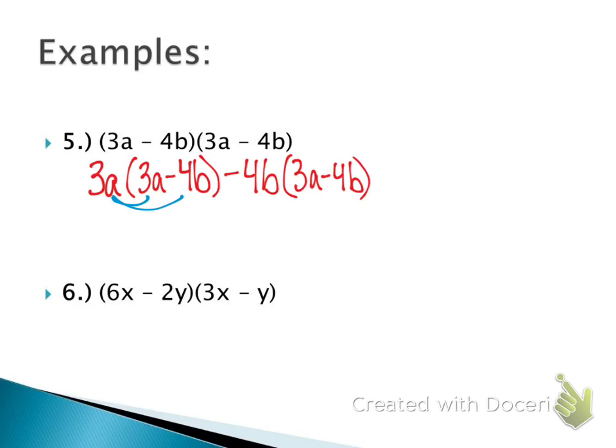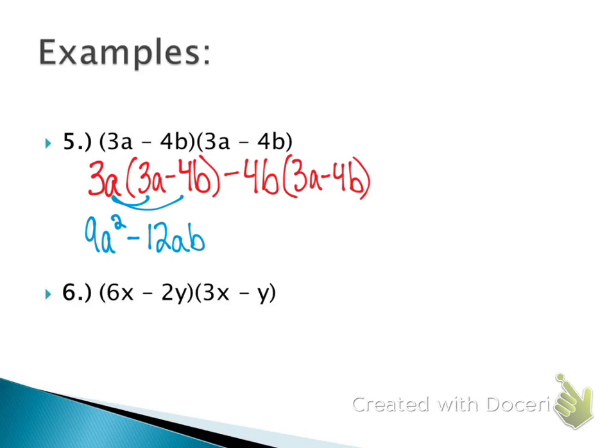3a times 3a. So let's be careful. 3 times 3 is 9. A times a is a squared. So we have 9a squared. Okay, then we have to take the 3a times the negative 4b. What's 3 times negative 4? Negative 12, so that's part of it. What about the a and the b? It becomes ab. None of the exponents change because they were not the same base. So negative 12ab.